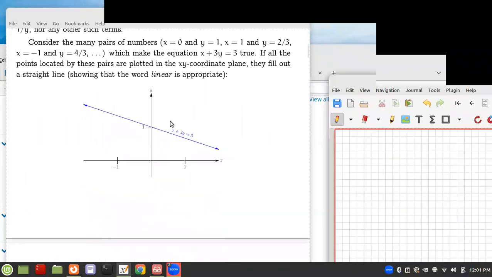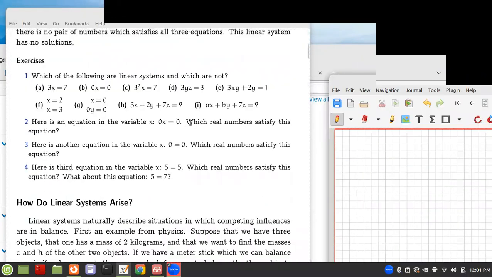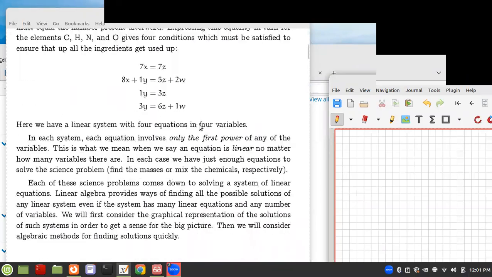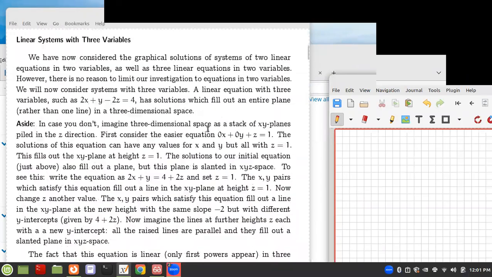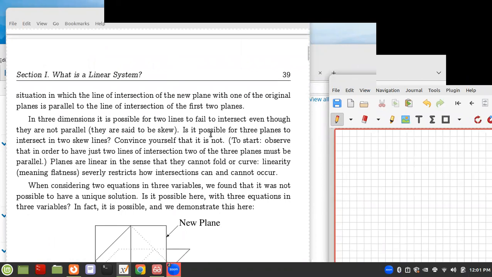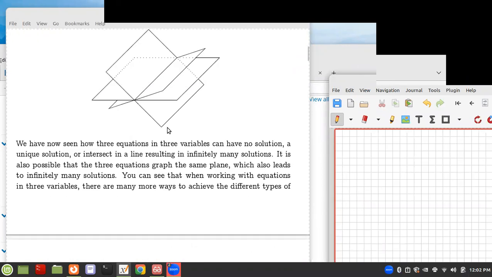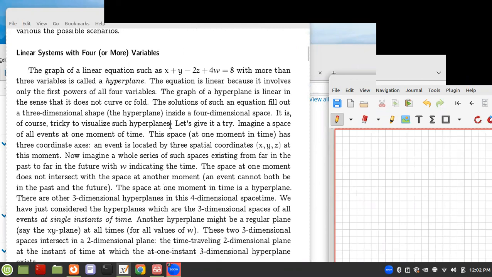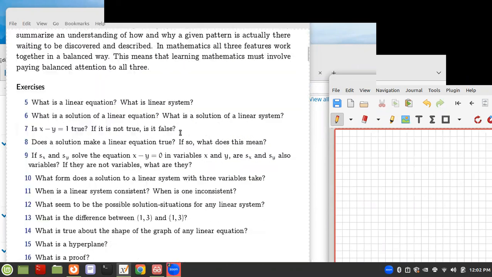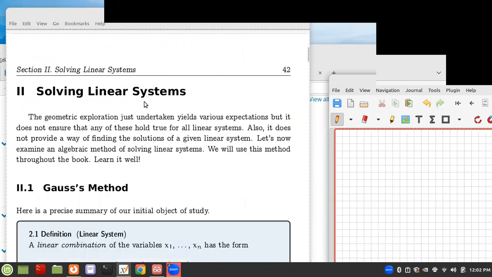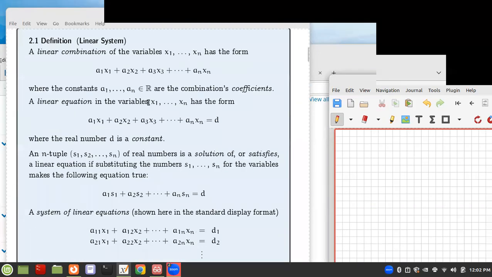Let's do some more examples. Hopefully you've read this section, and we'll read this section about planes and higher, seeing flat spaces intersect, and some of the questions involved with that. And then here's the general definition of a linear system.